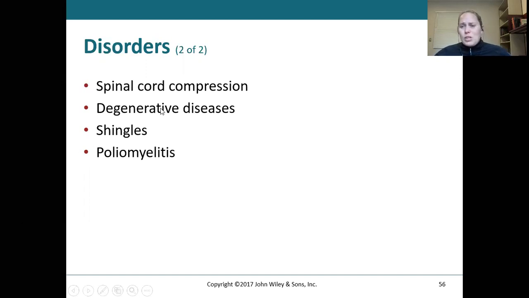What's interesting about shingles is that it looks a little bit like chickenpox, or it's a variant of chickenpox, and it has a very distinct somatotopic pattern. I mean, when we looked at dermatomes, you can actually map out which individual section of the spinal column was infected by the distribution of the rash on that person's body, which is interesting. Poliomyelitis is, again, an interesting disorder that affects overall function of the spinal column.